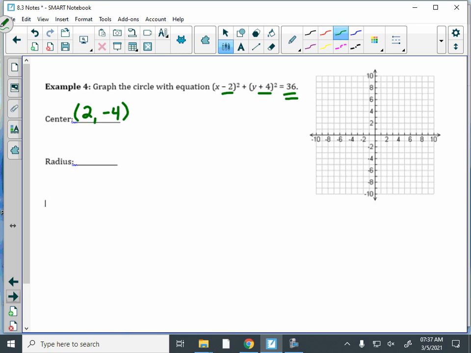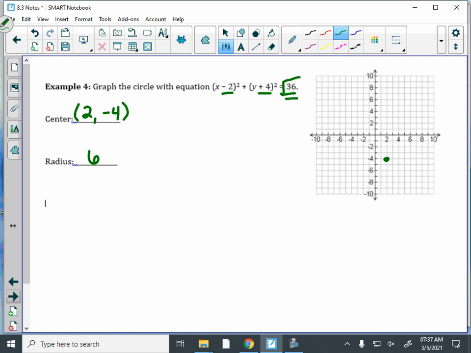Square root. So the square root of 36 is 6. And here's how you graph it. Once you get that information, to graph, just plot your center, and then count your radius. You're going to count your radius in 4 directions, up, down, left, and right.